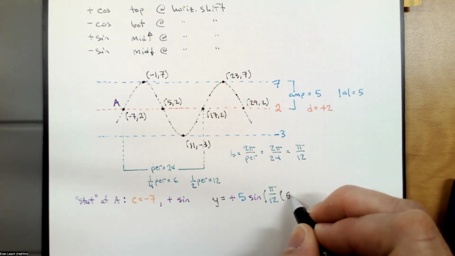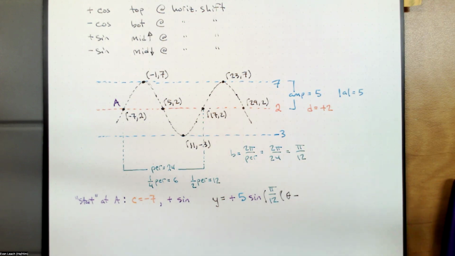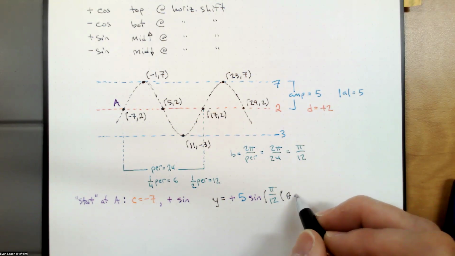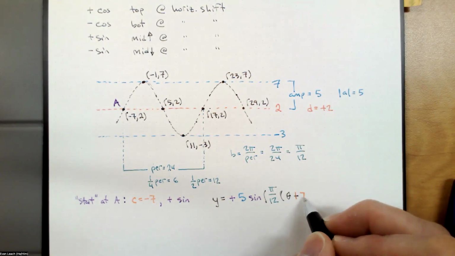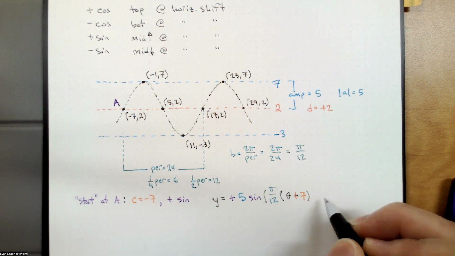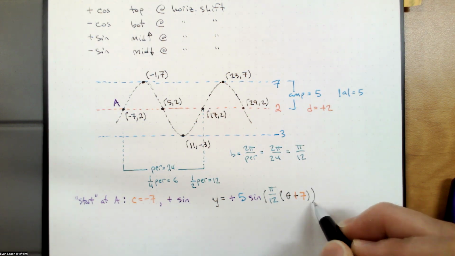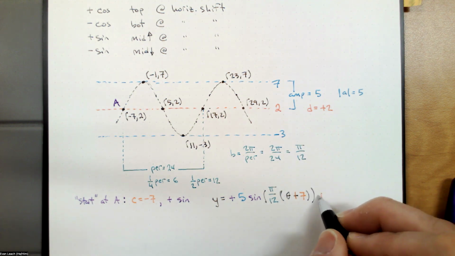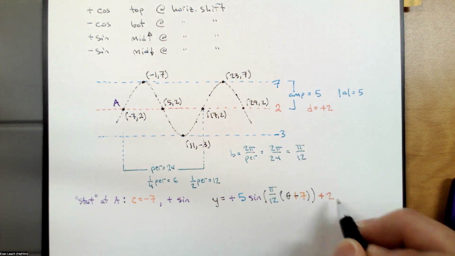Then comes theta minus. And in this case, our C is -7. So when we have theta minus a -7, we end up writing theta plus 7. Close the theta, close the sine, and then we put in D, which is the mid, which is plus 2.